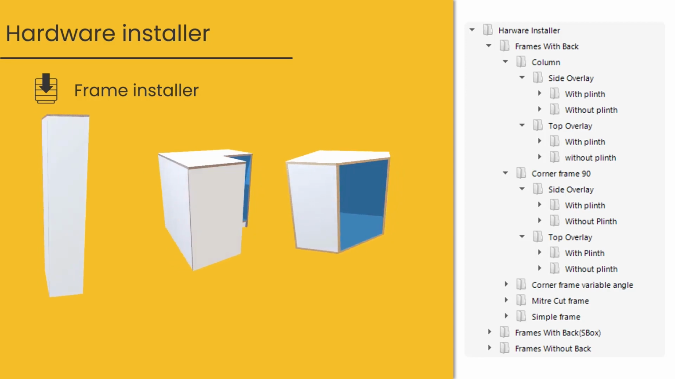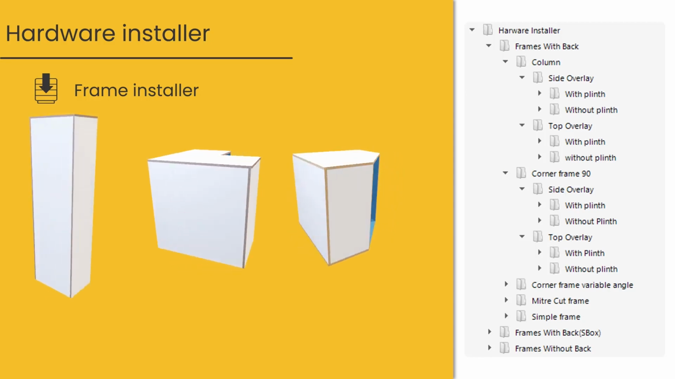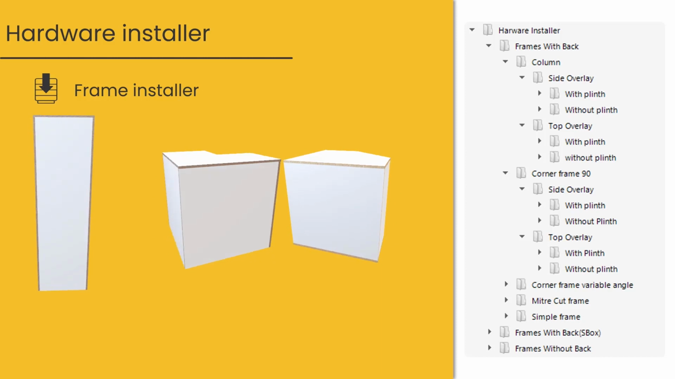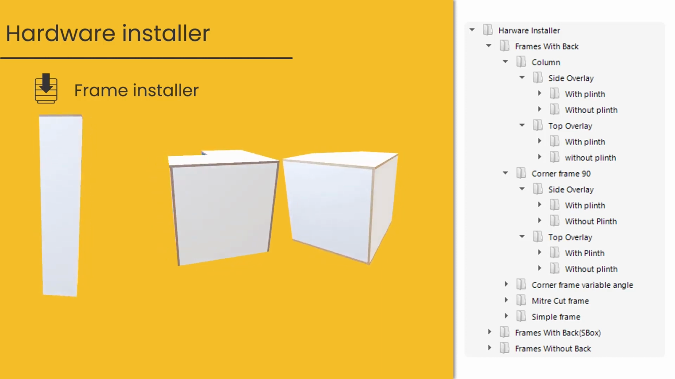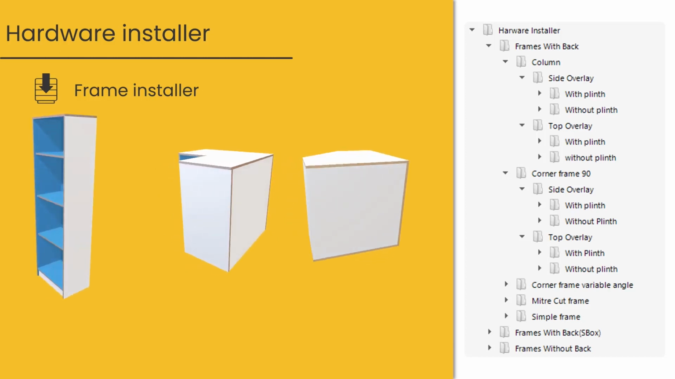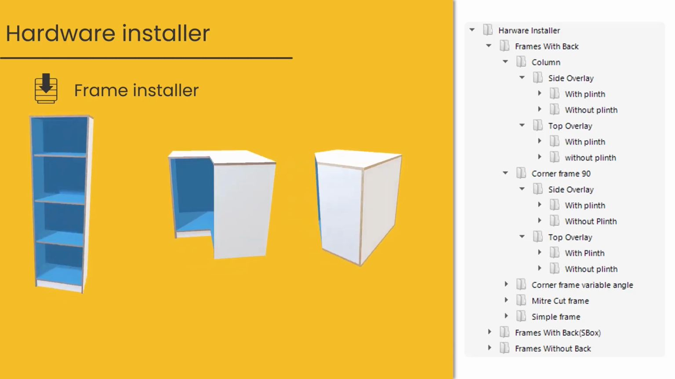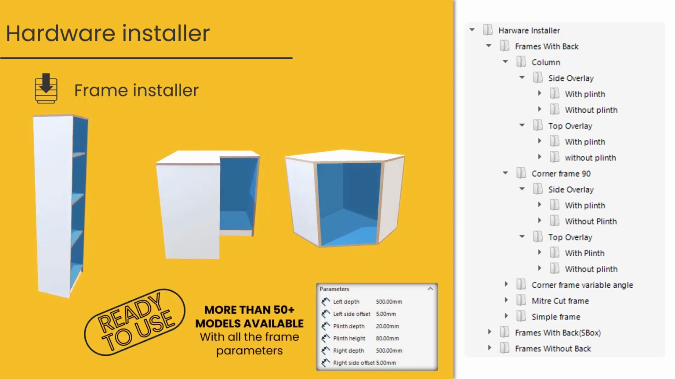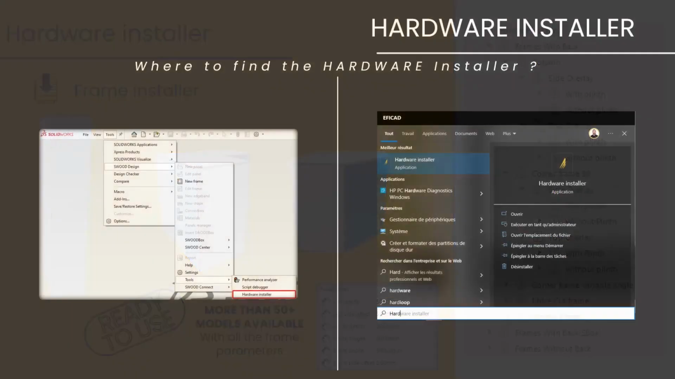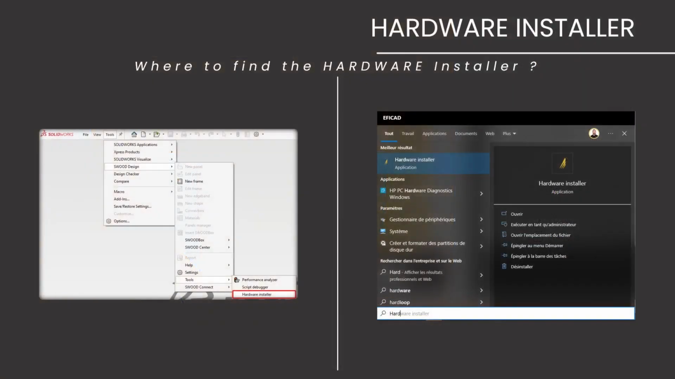Not just a SWOOD box installer. Download ready-to-use frames directly from the same interface. And more than 50 SWOOD frames are available in this new library. These smart frames are embedded with every needed parameter to adapt them to the project needs. As a reminder, you can find the hardware installer either in SolidWorks via Tool, SWOOD Design, Tool, and Hardware Installer, or directly from Microsoft Windows as any other software.